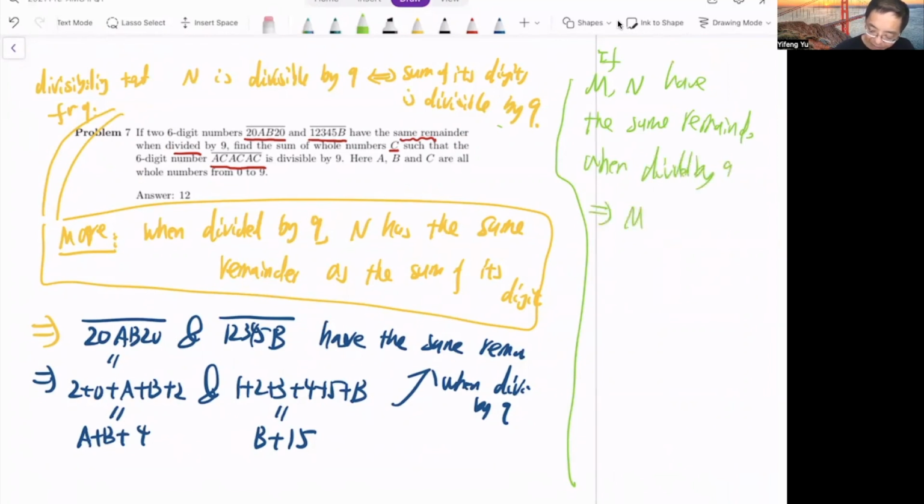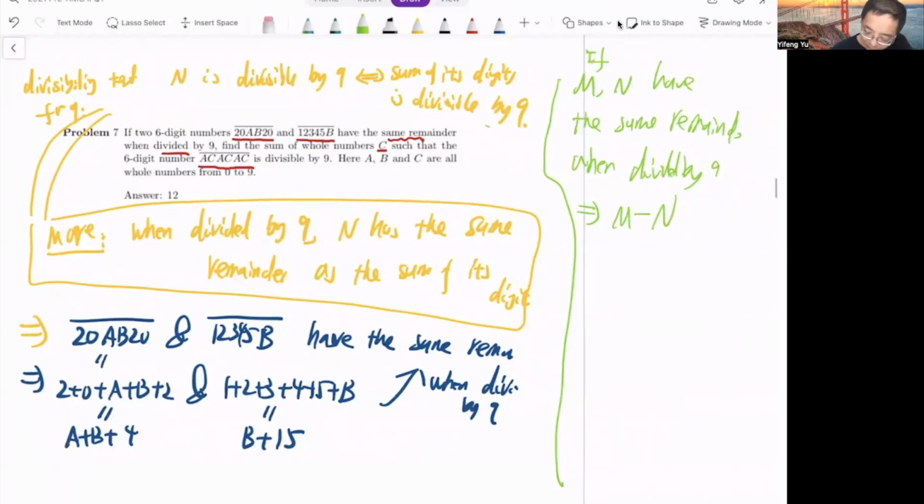then from here we can get the remainder just means the leftover, right? If you divide n into piles of 9 items, then the remainder is just what is left over. Okay, now if they have the same remainder, then it implies the difference is divisible by 9. This is understandable because when I take the difference, the same remainder or the same leftover is cancelled.